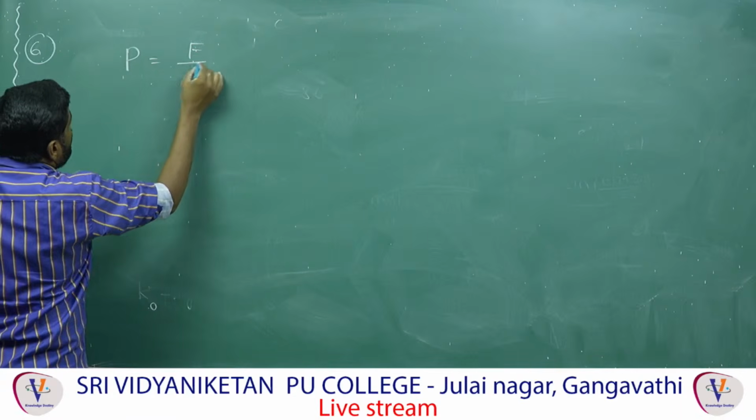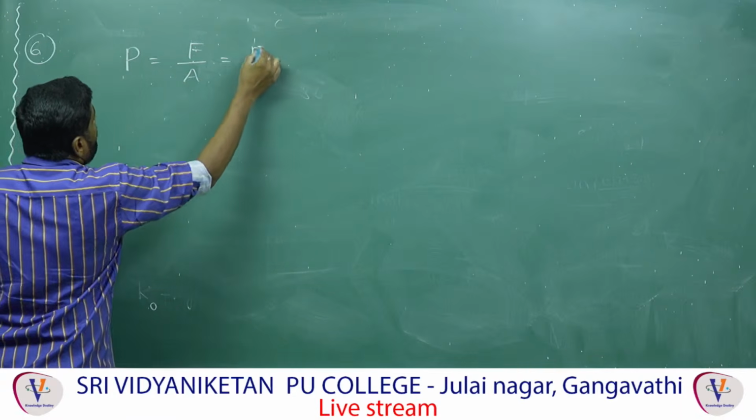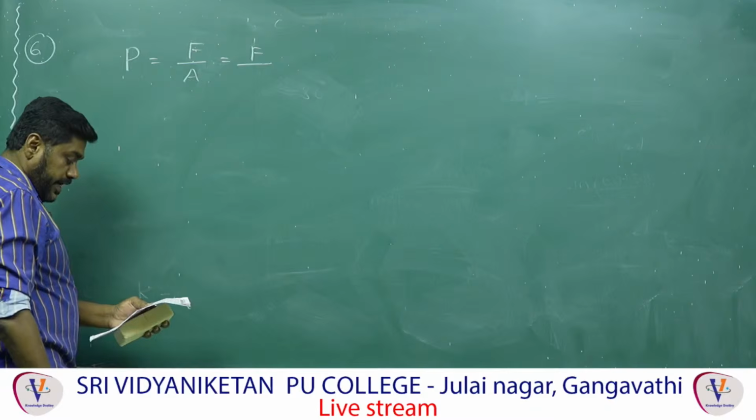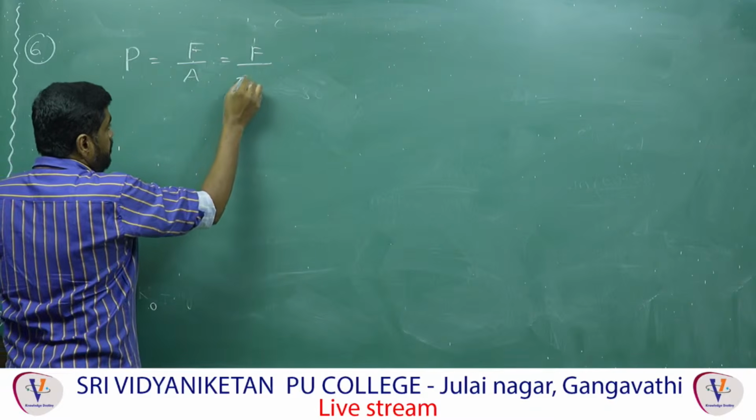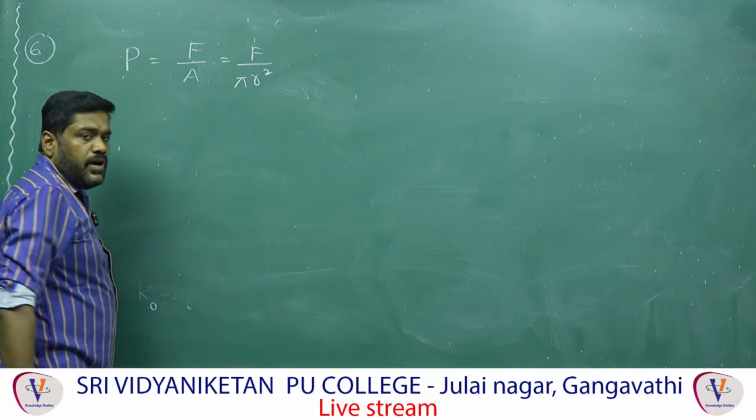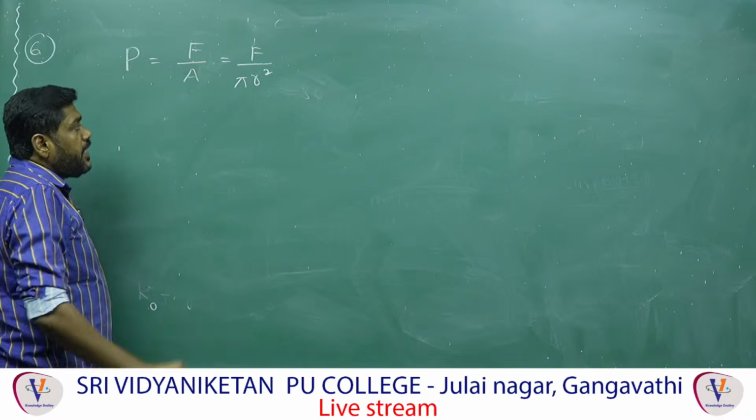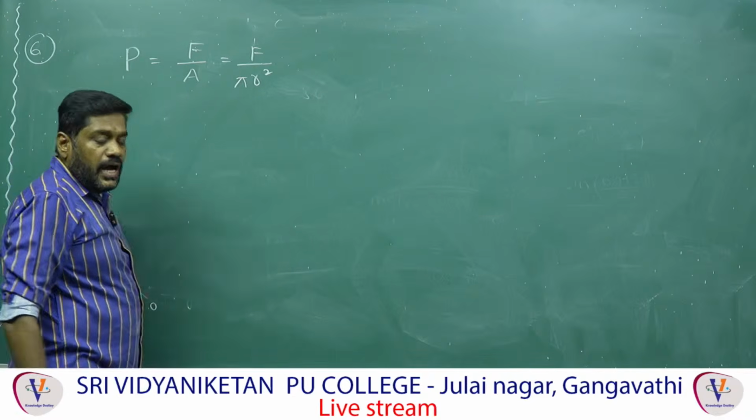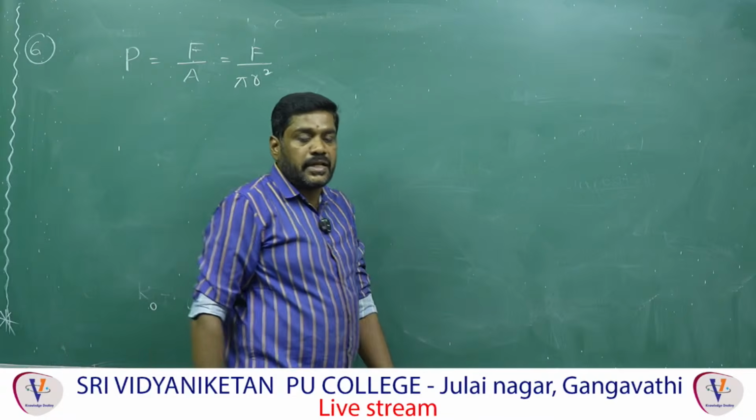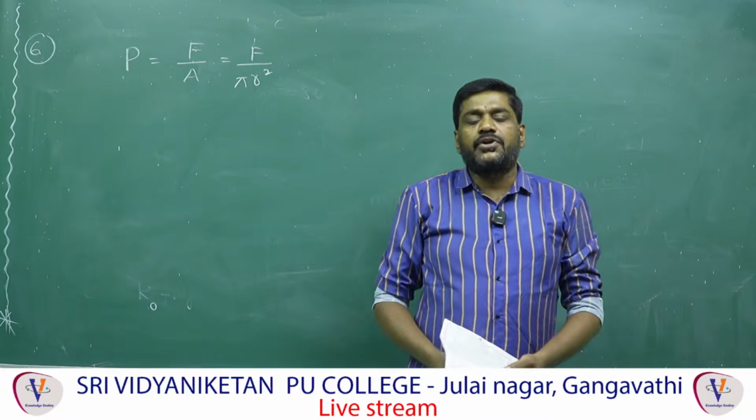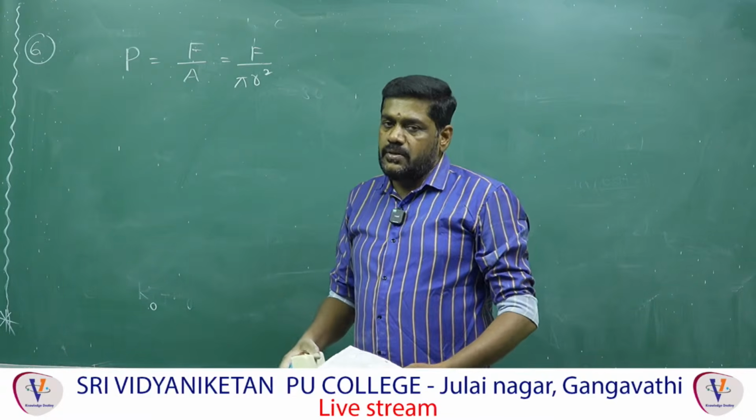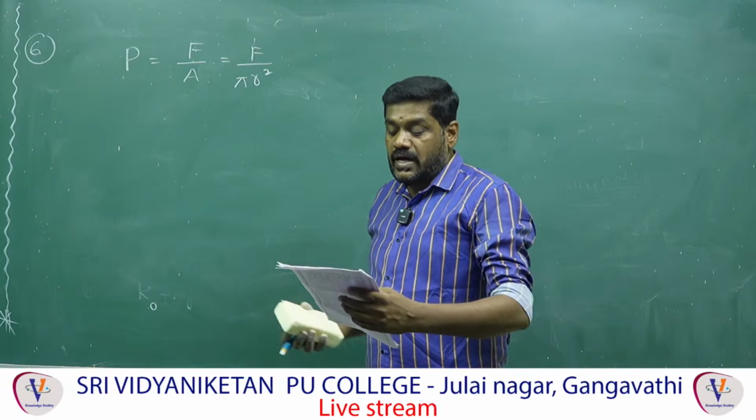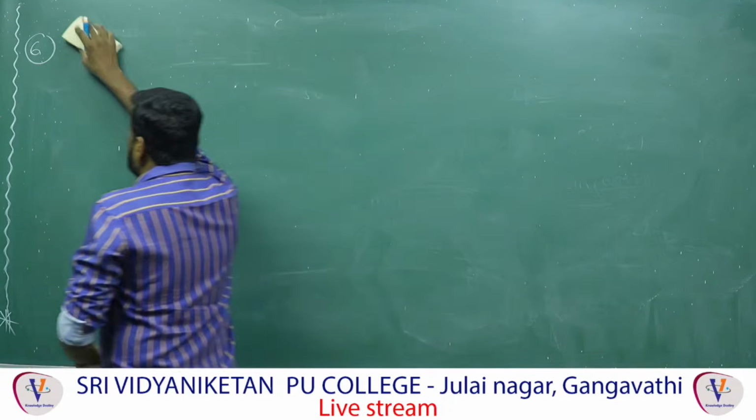For question number 6, pressure is equal to force by area. P is equal to F by area, and the area with radius given is pi R squared. The F value given is 42 Newton, pi is 3.14, and R is 1.1 centimeter, nothing but 1.1 into 10 power minus 2 meters, and square it. You will get the answer directly. That is also not needing much explanation.